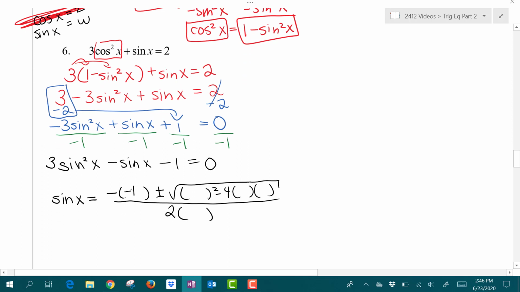Our b value is minus 1. So it's like an implied minus 1 there in front of sine x. And then our a value is 3. And then our c value is minus 1. Alright, so we have negative 1 plus or minus the square root of negative 1 squared minus 4 times 3 times negative 1, all over 2 times 3. Alright, we just want to simplify that ratio. This gives me a positive 1 plus or minus the square root of, I'm going to simplify all of that, and I get 13, all divided by a positive 6.